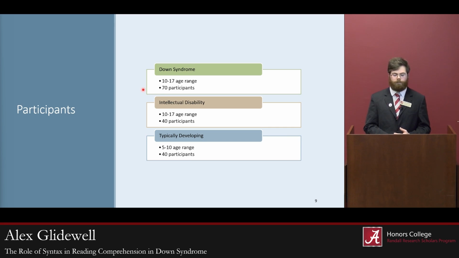As for typically developing, this is generally the age range that is considered to be on par or have similar ability to Down syndrome. And this is also to address issues of if Down syndrome were to do better in some of these scores, is it due to age and experience? Or if they're doing worse, could this be an indicator of ability issues or deficits?